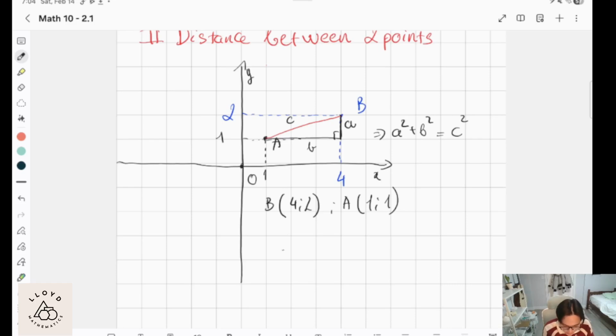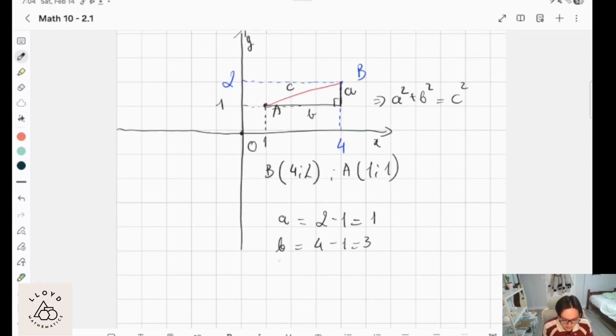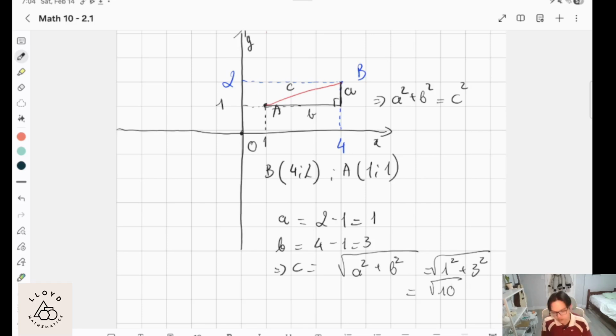Therefore, A will be 2 minus 1, which is 1, and B here is 4 minus 1, which is 3. Therefore, C here is simple. We get the square root of A squared plus B squared, equal to the square root of 1 squared plus 3 squared, which is the square root of 10. So C here is equal to the square root of 10.